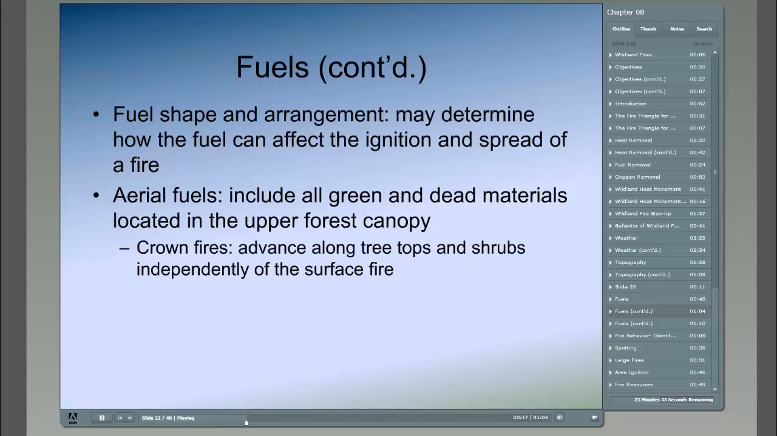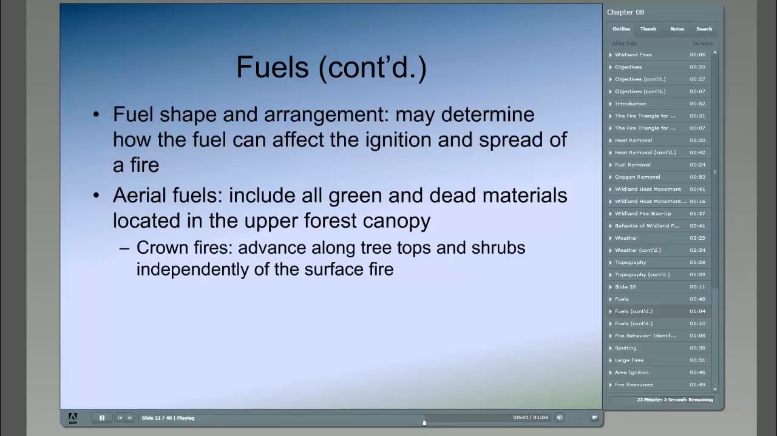Fuels that grow and spread from the ground surface to higher vegetation are called ladder fuels. Ladder fuels support fire spread from the ground area into higher or taller vegetation, whereas aerial fuels include all green and dead materials located at the upper forest canopy. The main aerial fuel components are tree branches, crowns, moss, and high brush.